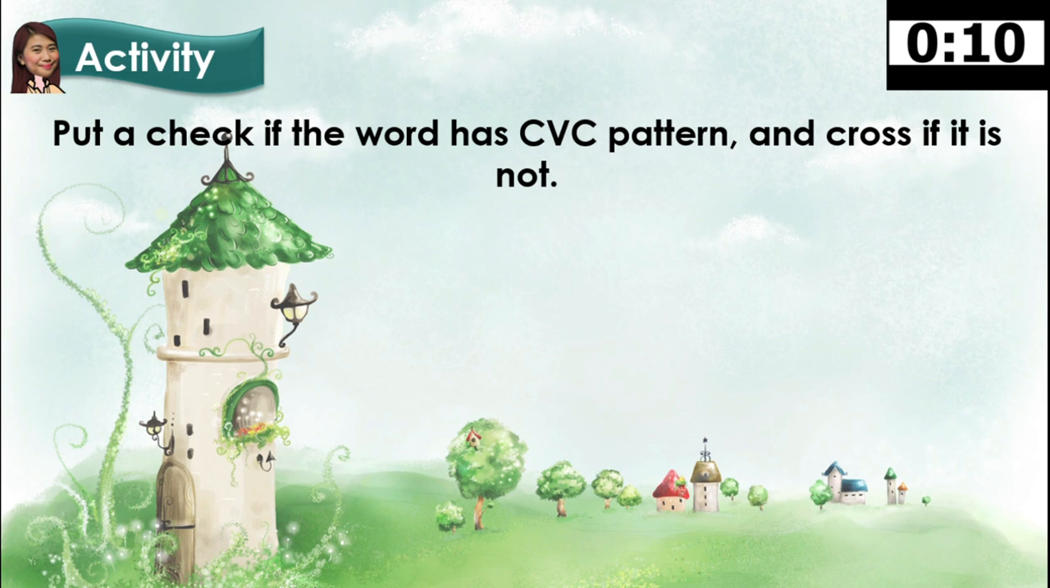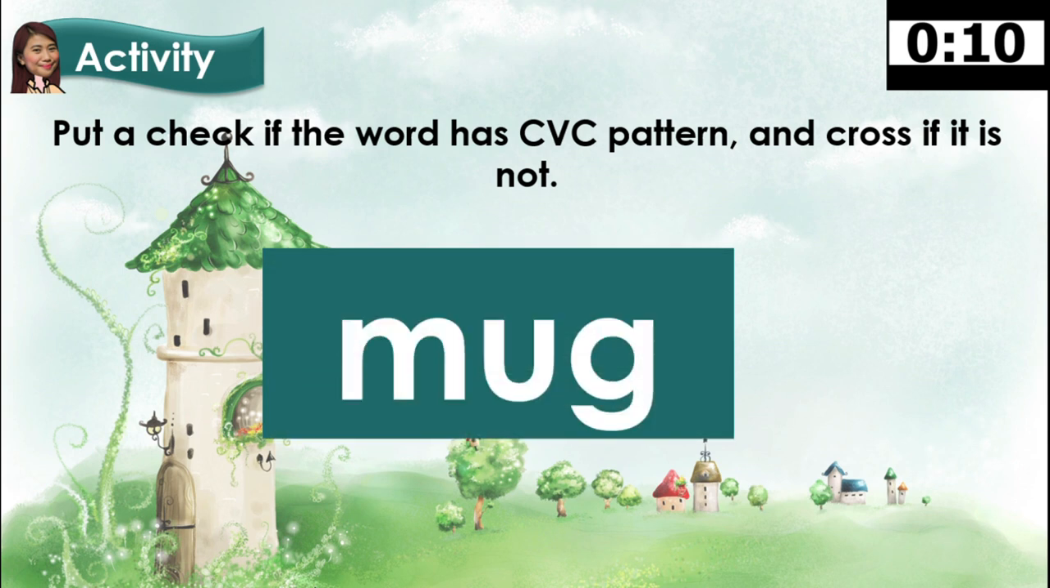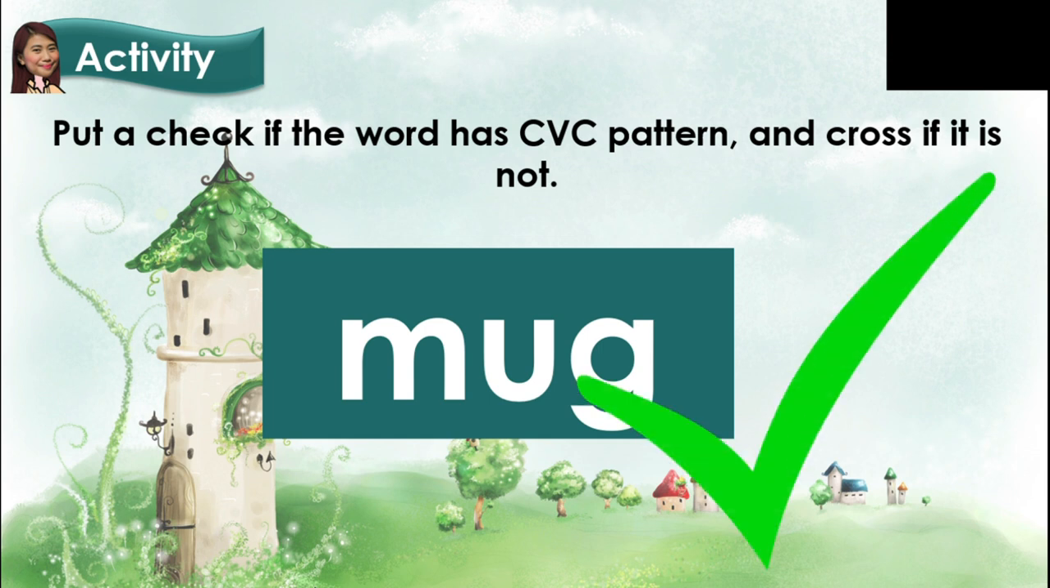The first word is mag. What do you think is the correct answer? Is it a check or a cross? Comment your answer. And the correct answer is check. The word mag has a CVC pattern.